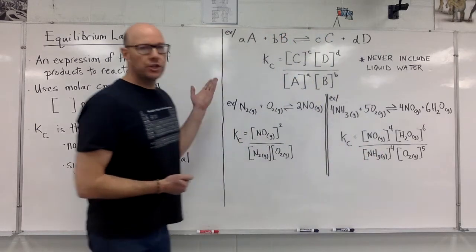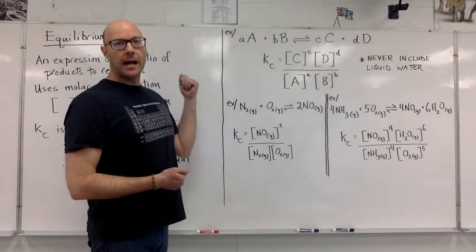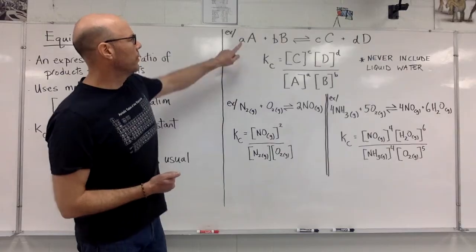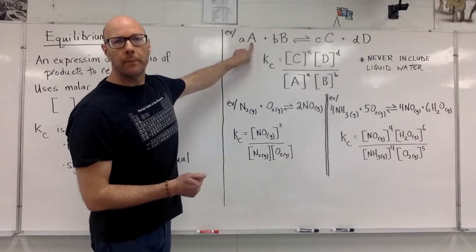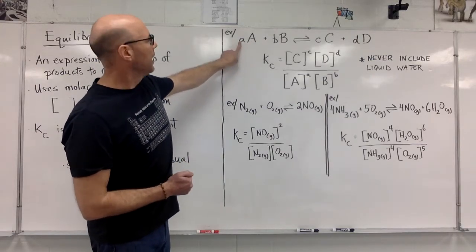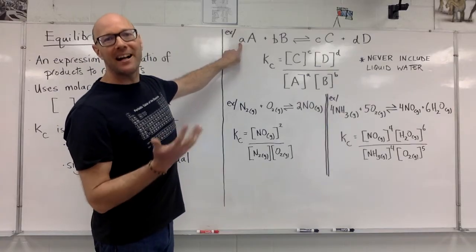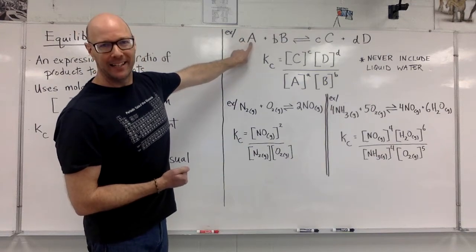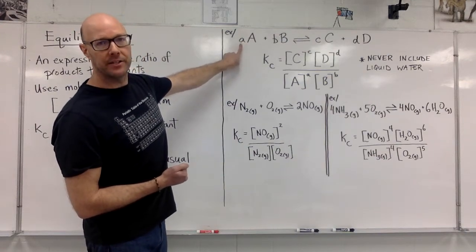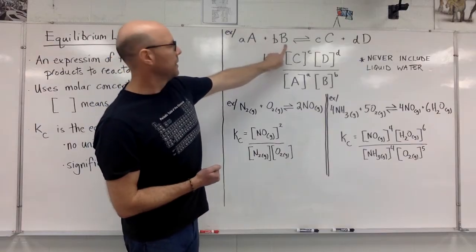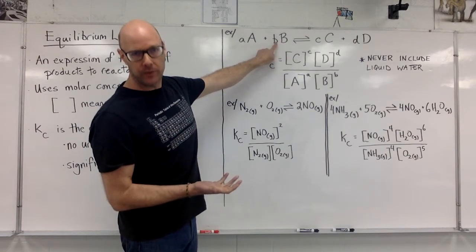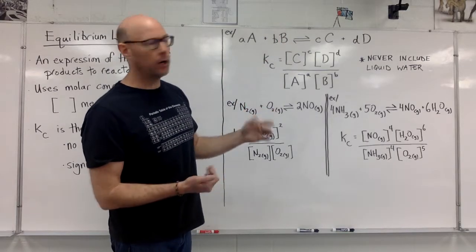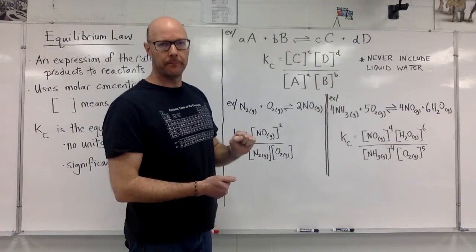Here's a generic equation. Chemical A reacting with B in equilibrium with C and D. What we see though is the capital letter represents the chemical itself, and the lowercase letter is the balancing coefficient. So we have chemical A balanced with lowercase a reacting with chemical B balanced with this lowercase b in equilibrium. Notice that double-headed arrow with chemical C and D.